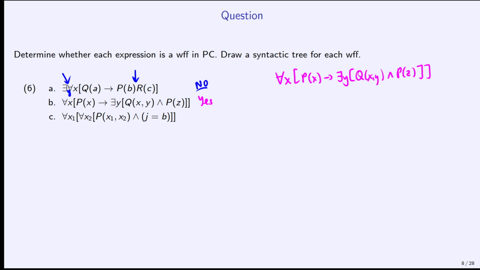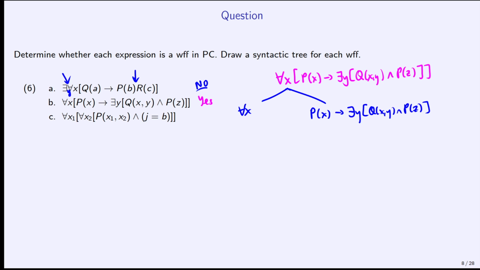Okay, so the first thing we do is we see a universal quantifier, all x, outside the entire thing, so we can follow the brackets and we can see how long it extends. It extends to the very end. So the first thing we do is we break it up into its components: for all x, and then we're left with Px arrow exists a y, Qxy and Pz.